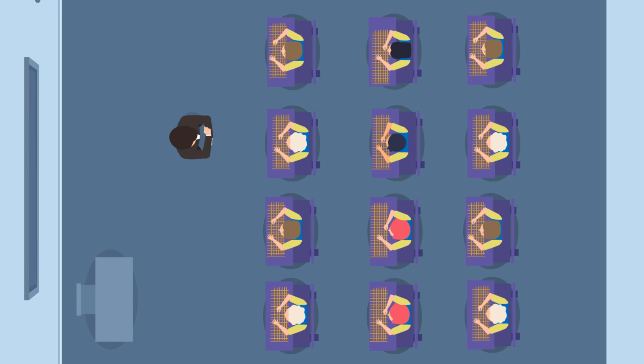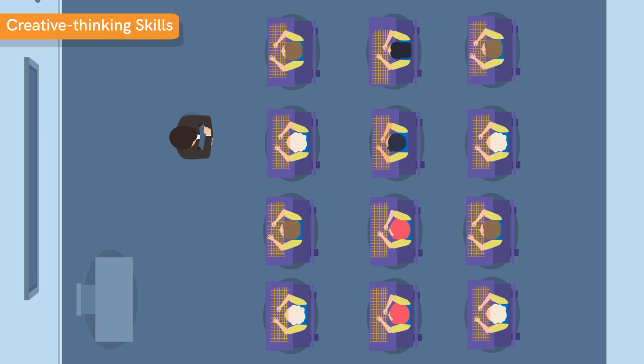Allow the students some time to attempt to finish making the mats. This activity will inculcate creative thinking skill among the students.